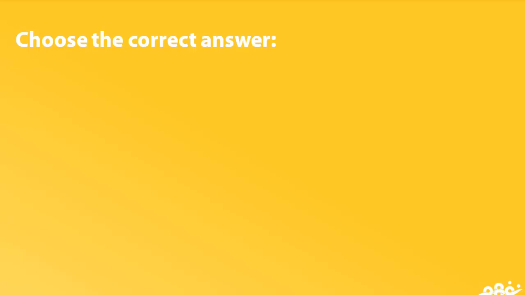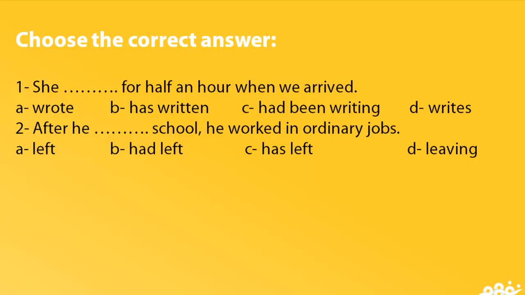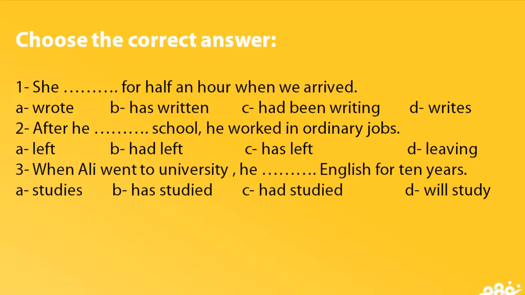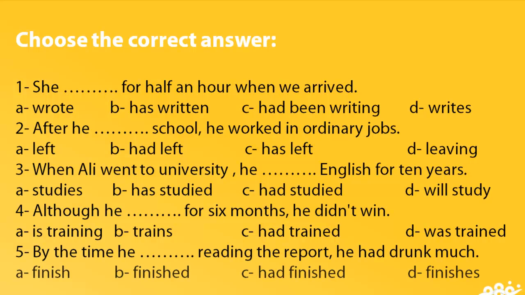Choose the correct answer. She space for half an hour when we arrived. After he space school, he worked in ordinary jobs. When Ali went to university, he spaced English for 10 years. Although he spaced for 6 months, he didn't win. By the time he spaced reading the report, he had drunk much.